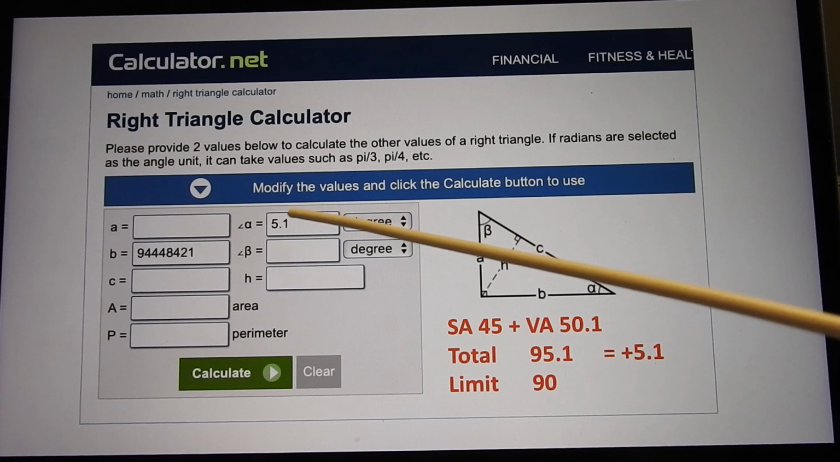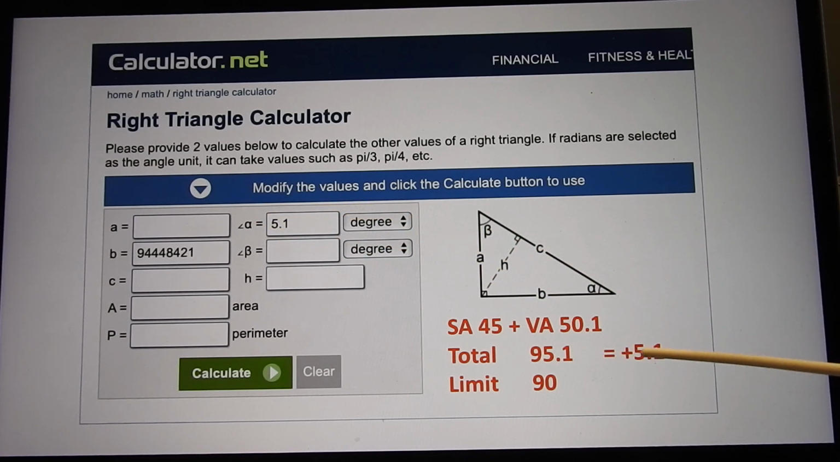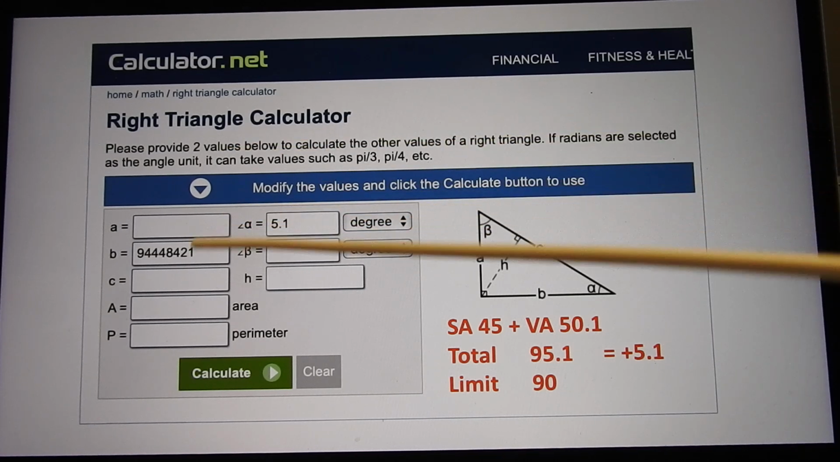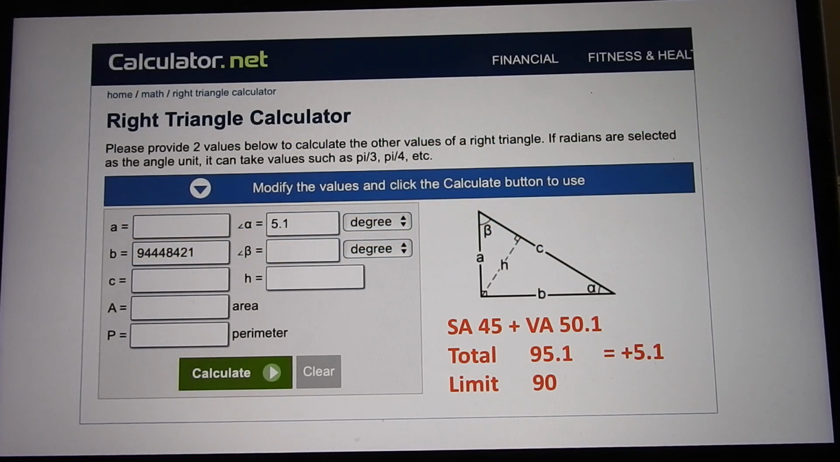We're going to put in an angle A up here. We're going to put 5.1. That's the overage, or the degrees over the limit. Remember, we had a total of 95.1. The observer angle or surface angle, and the vertical angle is 95.1. That's 5.1 over the limit. We put that right here in angle A. In B, we're going to put the sun's distance in the heliocentric model at the time of observation.